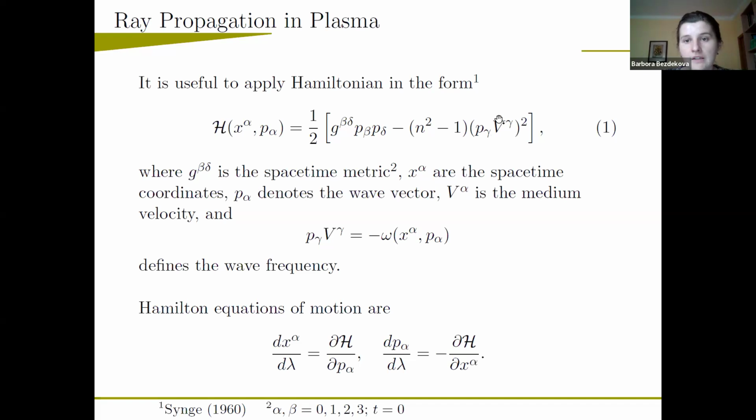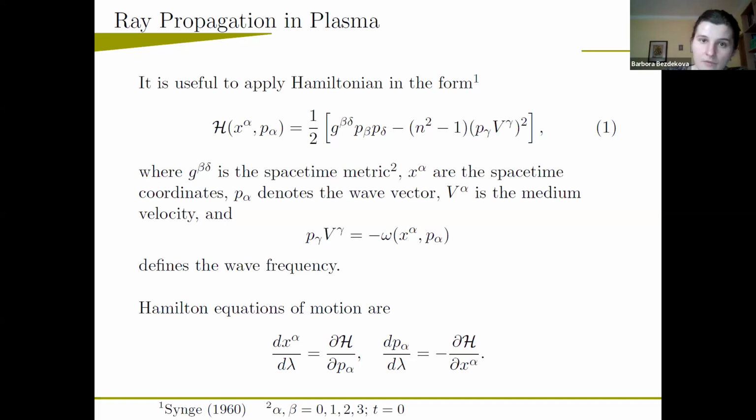It is the definition of this scalar product of the wave momenta and the medium velocity. It is the wave frequency. And the Hamiltonian formalism, or the Hamiltonian approach, is very convenient, especially because I can then obtain equations of motion from the Hamiltonian. So it is quite straightforward to get them for different choices of spacetime, and also the momenta and the medium, of course. Then I can write down the equations of motion, and they are very useful in terms of defining the deflection angle, as I will show you later.